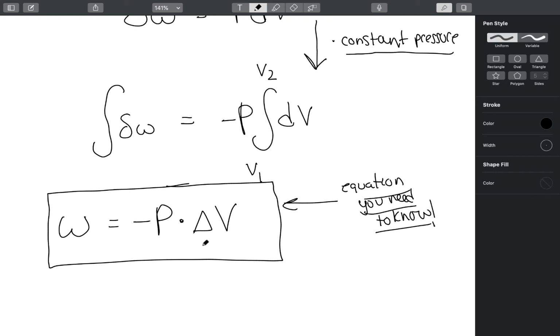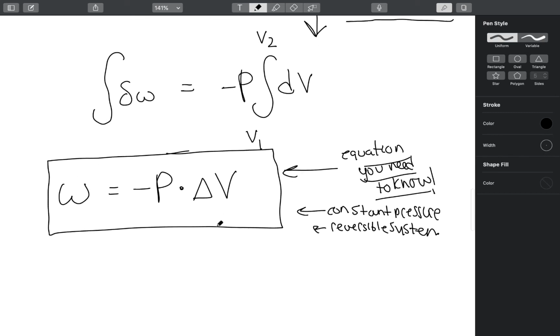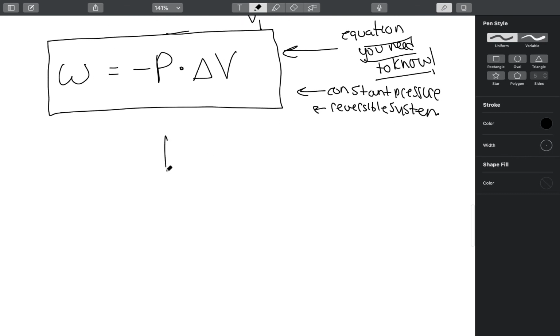So this is the equation that you need to know for Gen Chem. And this is assuming constant pressure, and it's also assuming a reversible system. So this is the equation that you will often use for general chemistry. So that is work. So let's now go into heat.